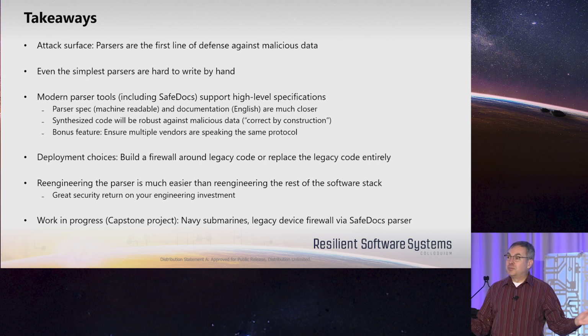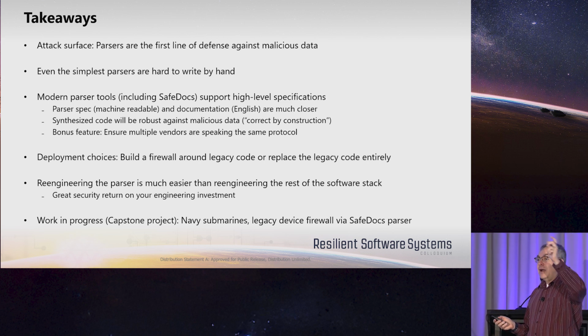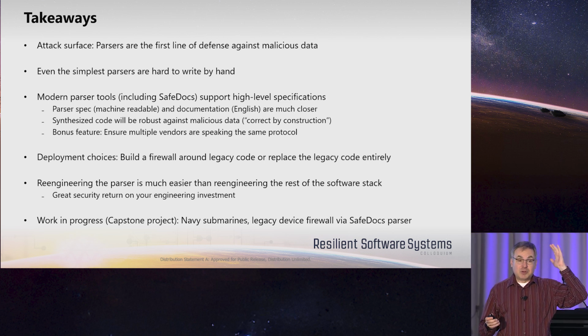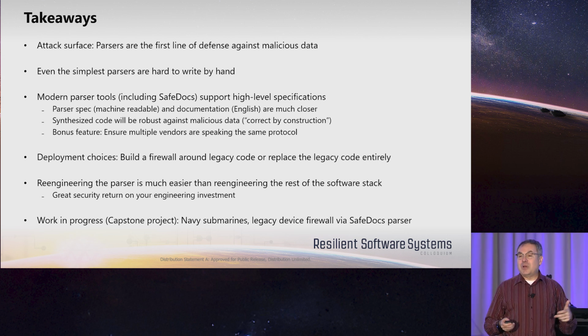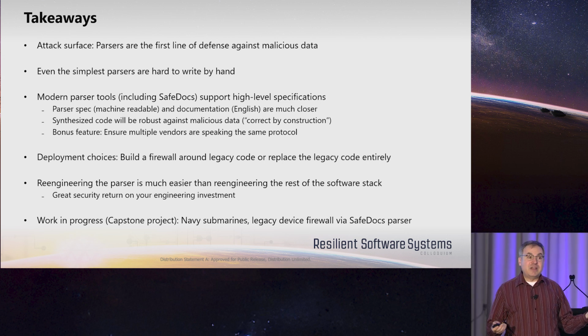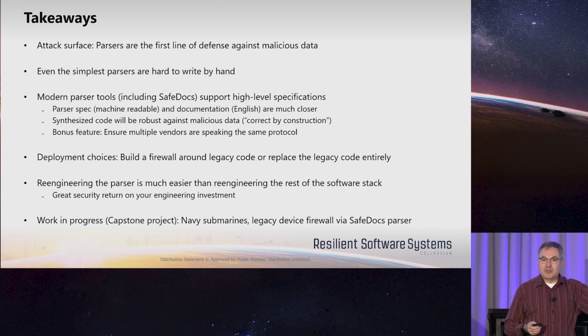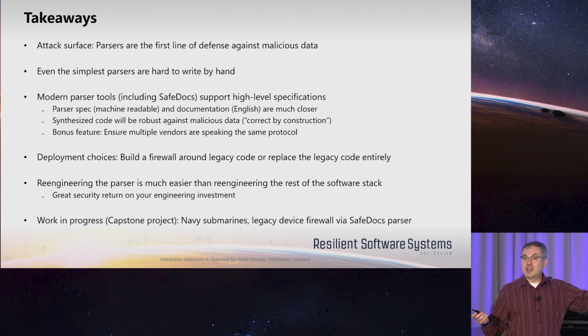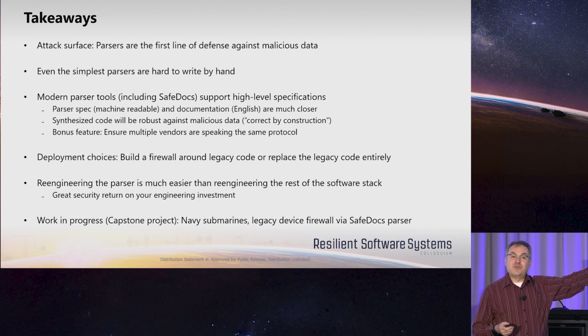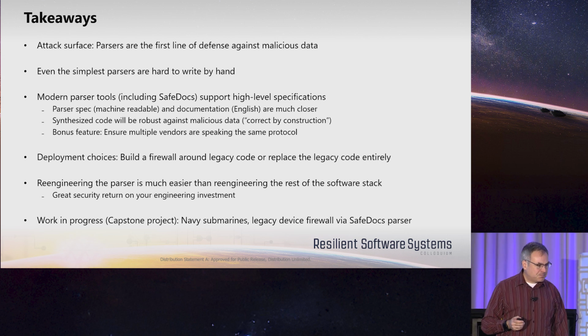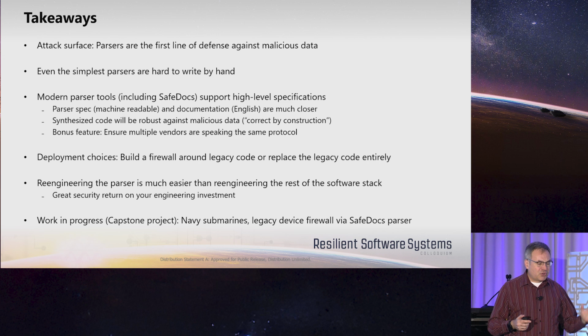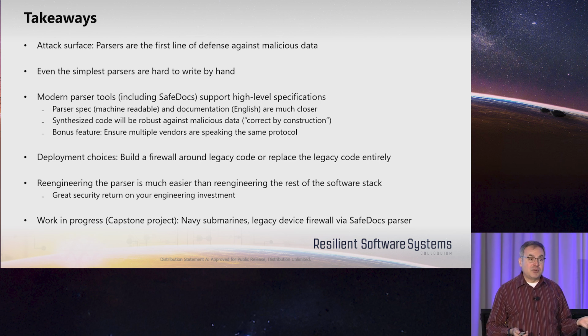So you have multiple deployment choices. You could tear out your old handwritten parser and replace it with a SafeDocs parser. That's preferable. But perhaps you have an ATO issue that prevents you from tearing out your legacy parser. You could use SafeDocs tools to build a firewall in front of your legacy tool that you can't touch for various reasons. We're actually pursuing a version of that today as a capstone project with the US Navy submarines.